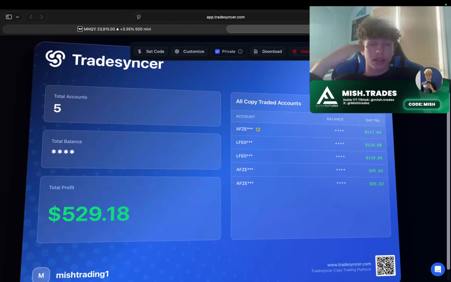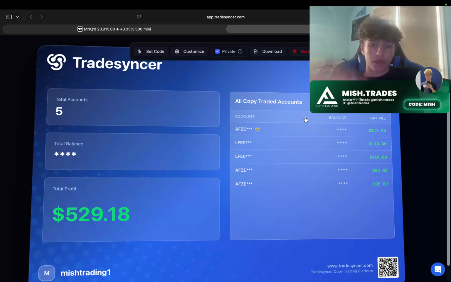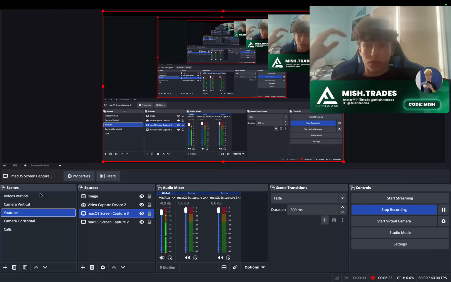But again, my thing is still glitched, like my trade copier not copying right. So I don't know, but definitely gonna get that figured out.